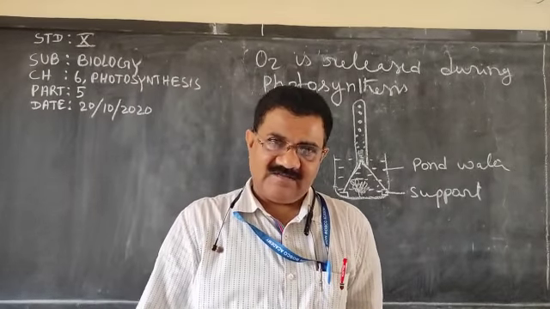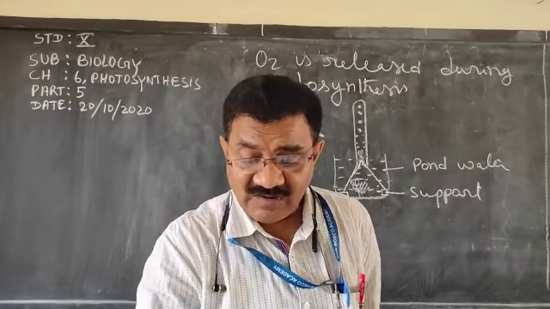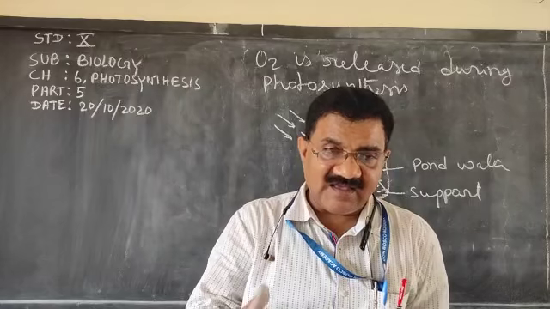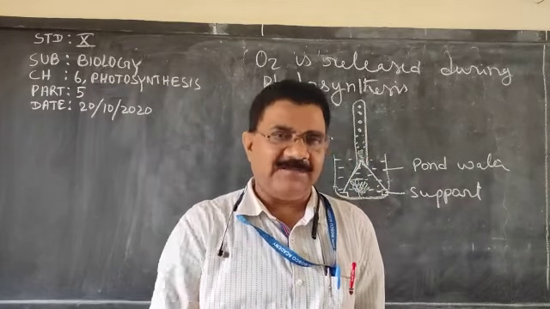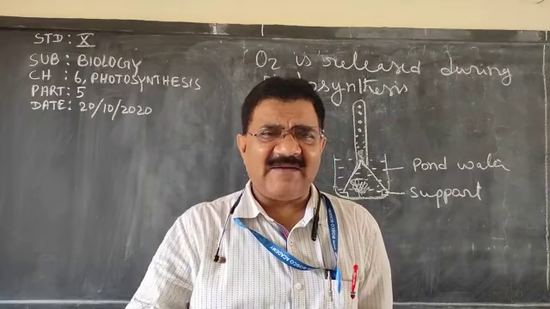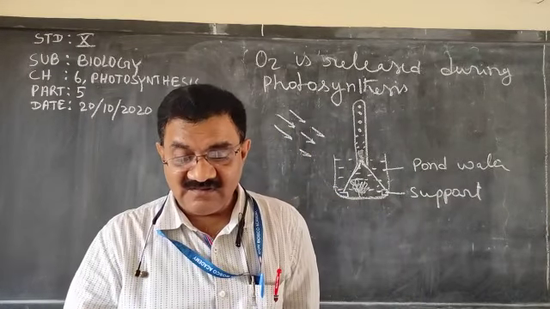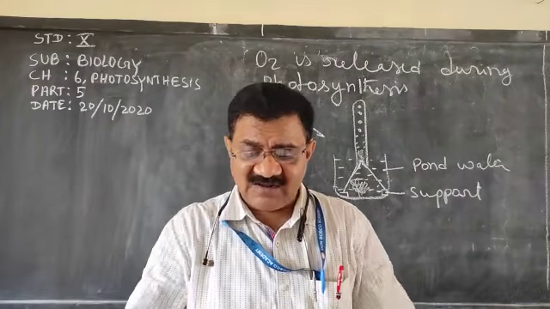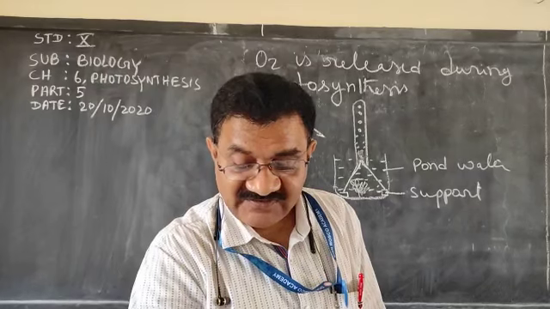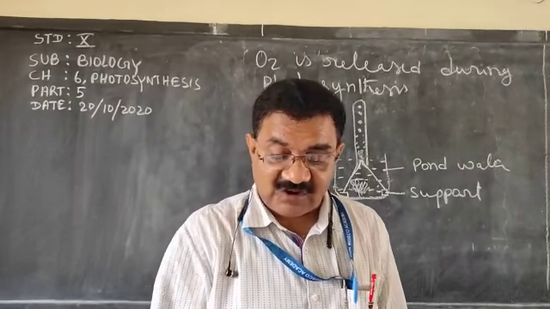Now what we can see is that, suppose grass can prepare its own food, it can be eaten by a rabbit, and the rabbit can be eaten by a tiger. A chain is formed and this chain is called the food chain. The chain of food dependence is called the food chain.